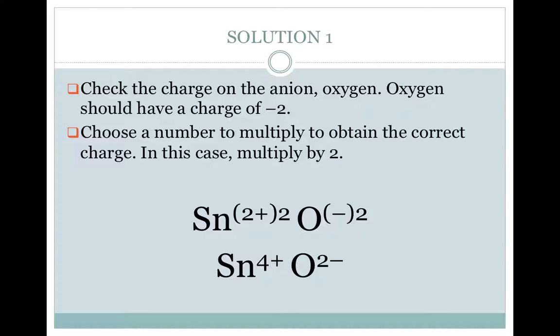The second question you should ask yourself is, is the charge of the anion correct? Is oxygen supposed to have a charge of -1? No, it's not supposed to. It should have a charge of -2. I see that on the periodic table. It's in group 16. So that means I have to multiply both the cation and the anion by a factor of 2. So if I multiply the cation +2 by 2, that means the tin's charge is going to be +4. If I multiply the charge of oxygen, right now it's a -1, by 2, now it's going to have a -2 charge.